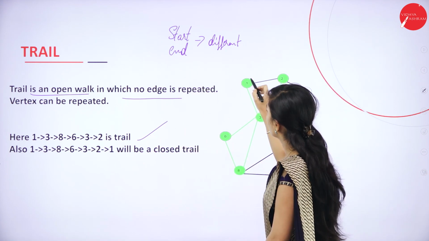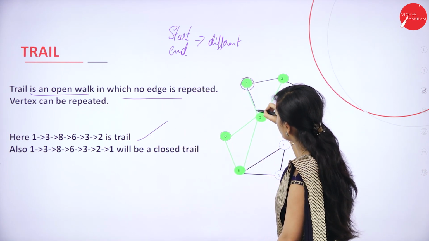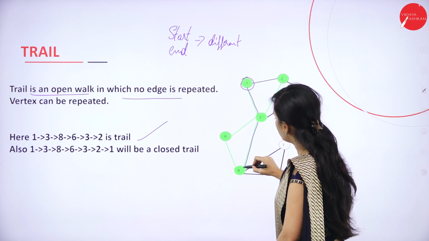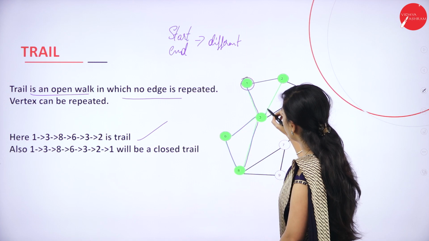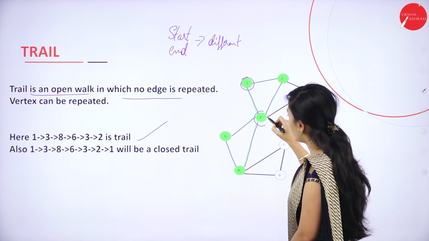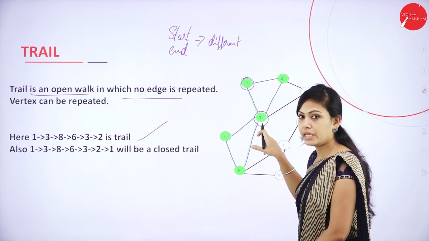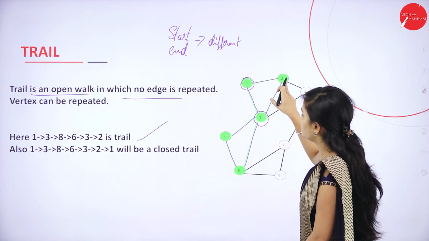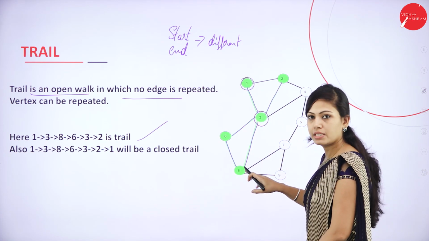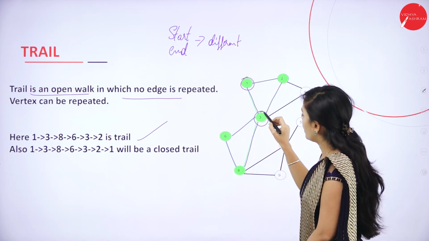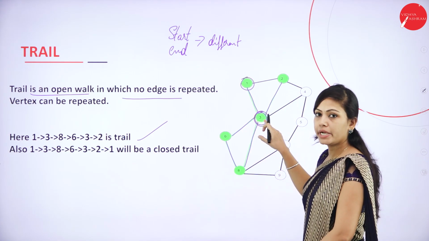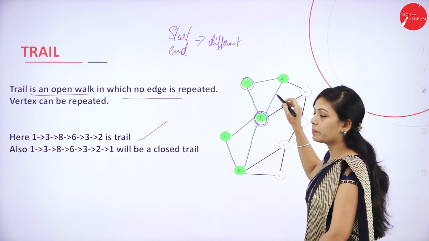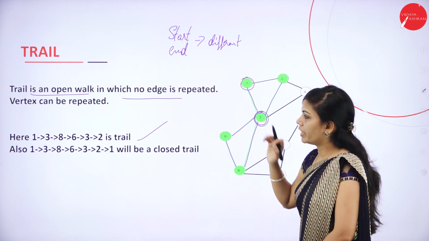Starting point is 1, 1 to 3, 3 to 8, 8 to 6, 6 to 3 and 3 to 1. So again I am repeating the vertex 3. 3 to 2. 3 to 8 has been done. Here I have repeated this vertex 3. Vertex can repeat but edges cannot be repeated in a trail.